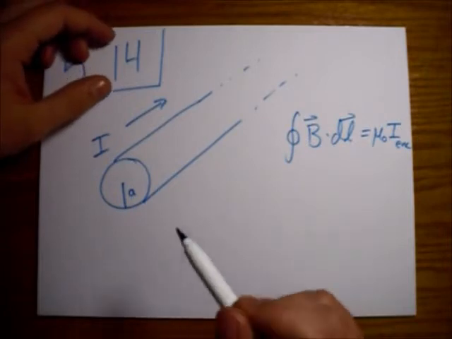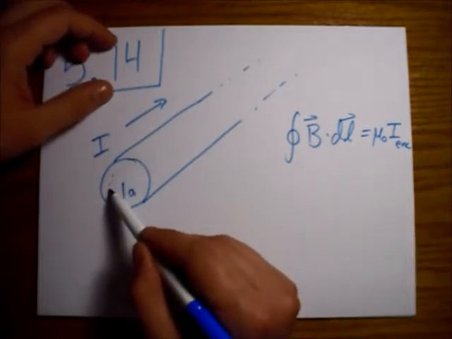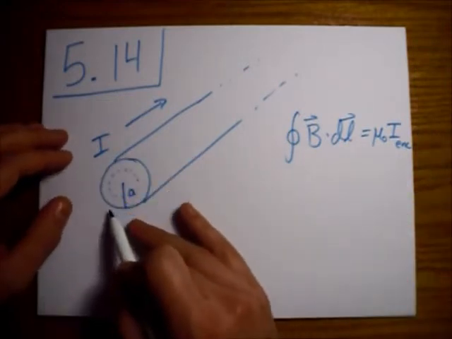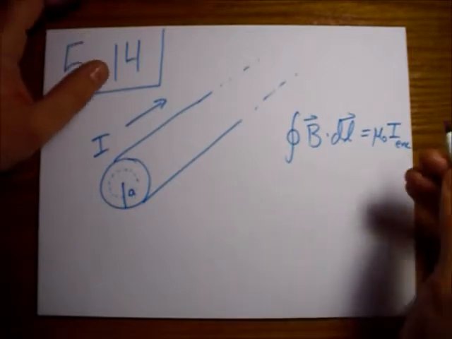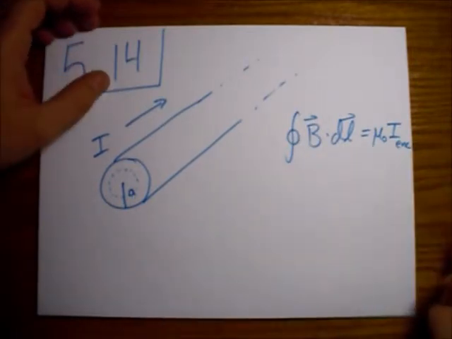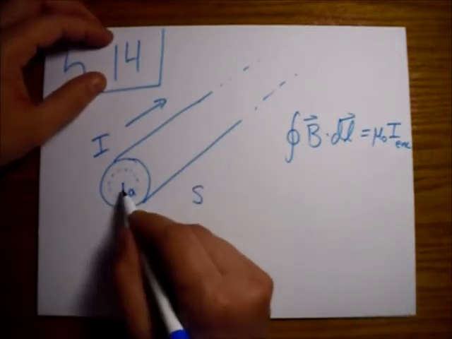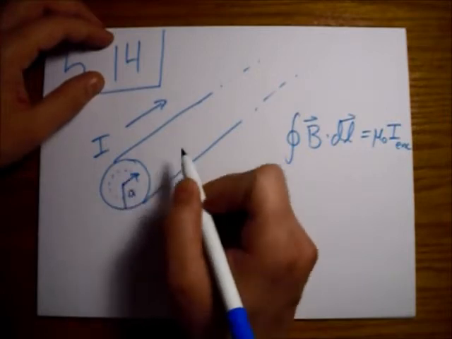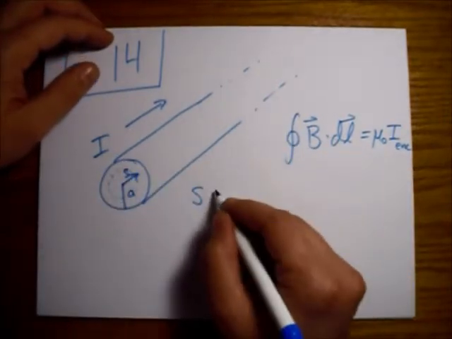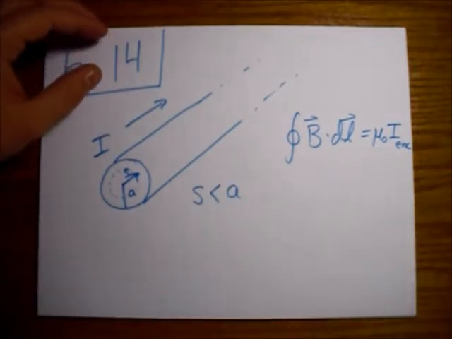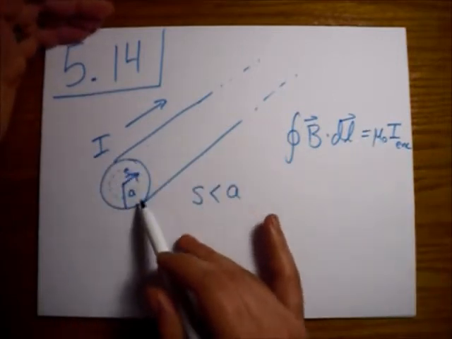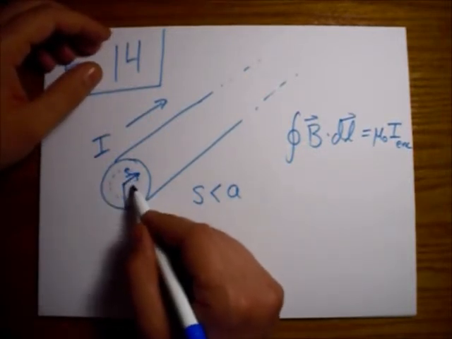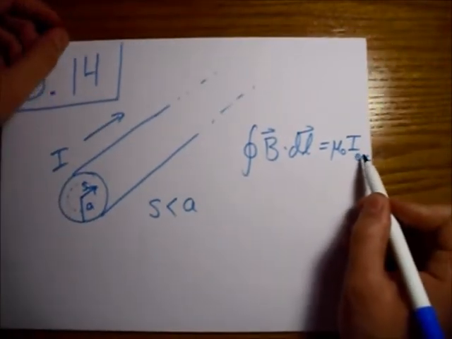So looking at the first part of the problem, suppose we take our Amperian loop and bring it out to some radius, but that's still inside the wire. Using the cylindrical coordinate system that Griffiths uses, we'll use the variable s for this distance out to the radius of our Amperian loop. So for s less than a, remember this is for the first case, meaning all of the current is on the outer surface of the wire. There's no current inside here. So when I draw my Amperian loop on the inside of this wire, the enclosed current is zero.